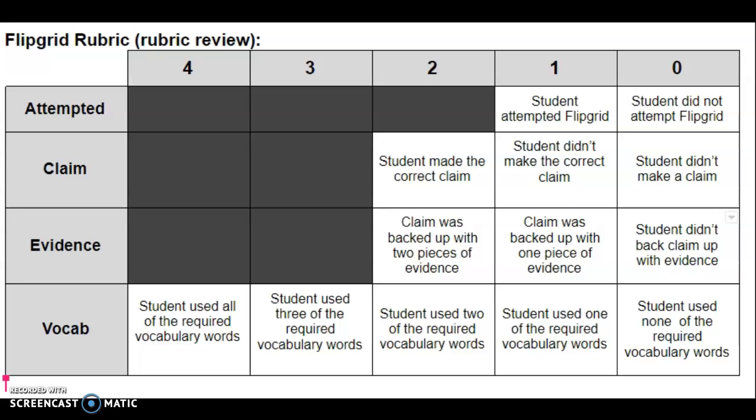With a little bit of quick math here, you can see that you will be graded out of 9 points for this question. So 4 from the vocab, 2 from the evidence, 2 from the claim, and 1 from whether or not you attempted.